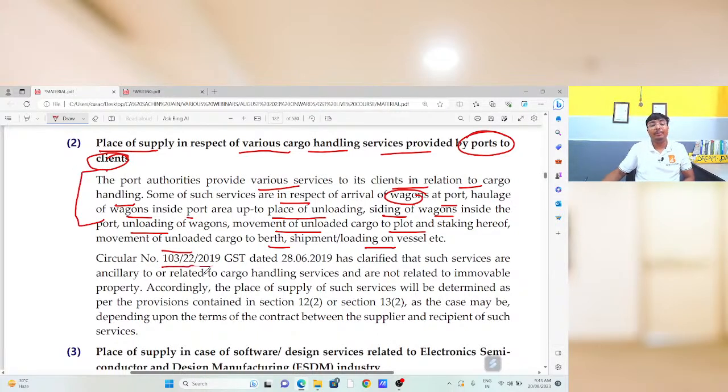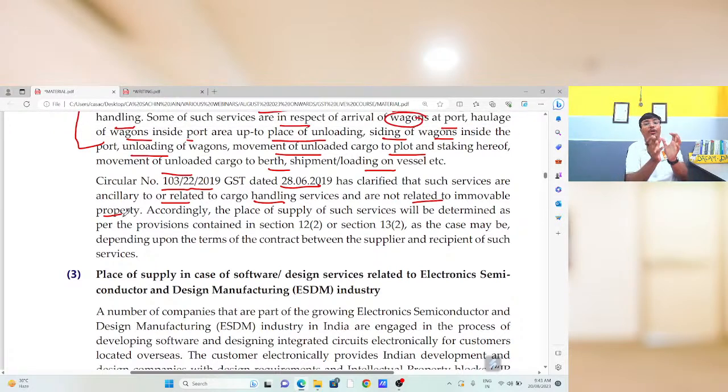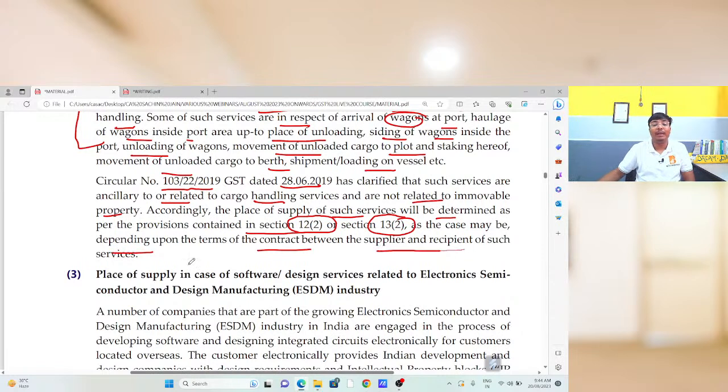Circular number 103/22/2019 GST dated 28th June 2019 has clarified that such services are ancillary to or related to cargo handling services and are not related to immobile property, because they are just going to provide the handling services. They are going to take the parcels, they are going to siding that parcel, they are going to store the parcels at the warehouse. All these services are provided. So accordingly, the place of supply of such services will be determined as per the provisions contained in section 12 subsection 2 or 13 subsection 2 as the case may be, depending upon the terms of the contract between the supplier and recipient.